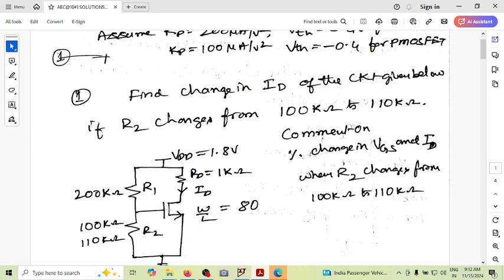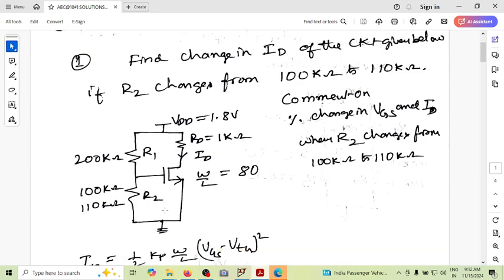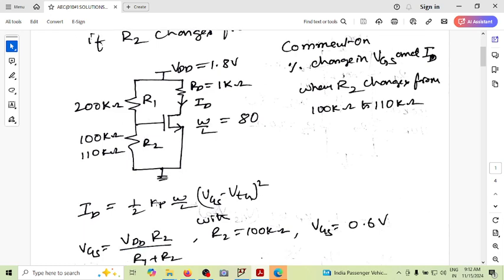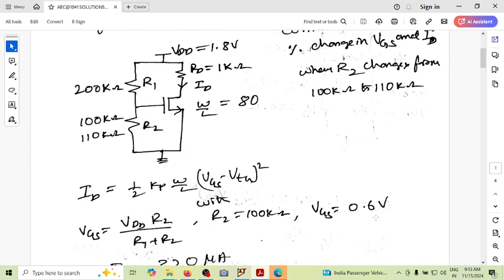So let us assume the MOSFET is in saturation region, because since we are dealing with analog electronic circuits, we are considering the MOSFET to be in saturation region. So we are considering the equation of the drain current in the saturation region, which is given by this expression. We know all the values: Kp, W/L, VGS and VTH. VGS is nothing but a potential divider using R1, R2 and VDD, which can be easily found as 600 millivolt.